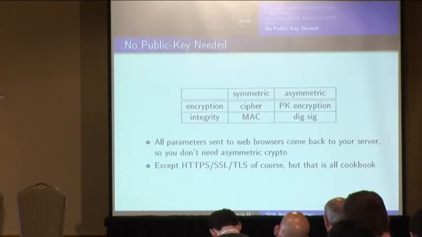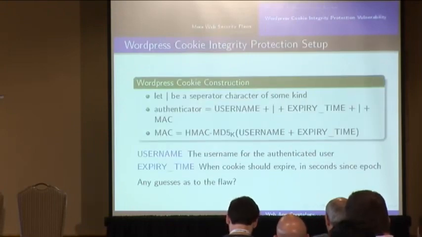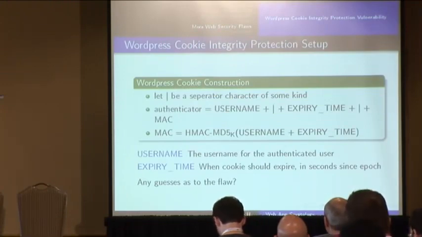So once again, in web apps, everything that you send out comes back to your own server generally, so you don't need asymmetric crypto, with the exception of TLS, of course, but that's all cookbook. So let's get to the good stuff. The WordPress cookie integrity protection. So basically, what they did is they had a separator character, right? And they put a username, separator, expiry time, separator, MAC. And the MAC is computed in an interesting way. The MAC, they computed over the username and the expiry time.